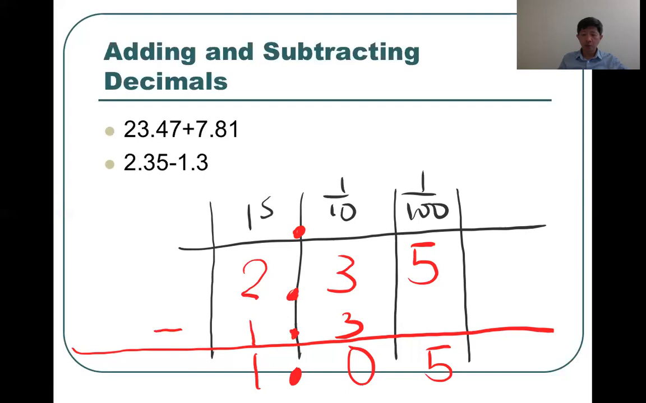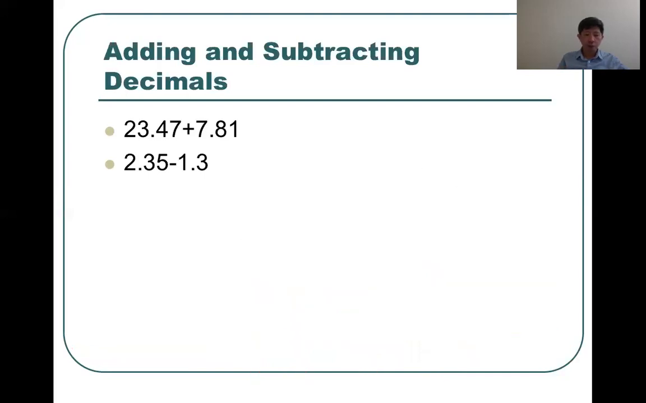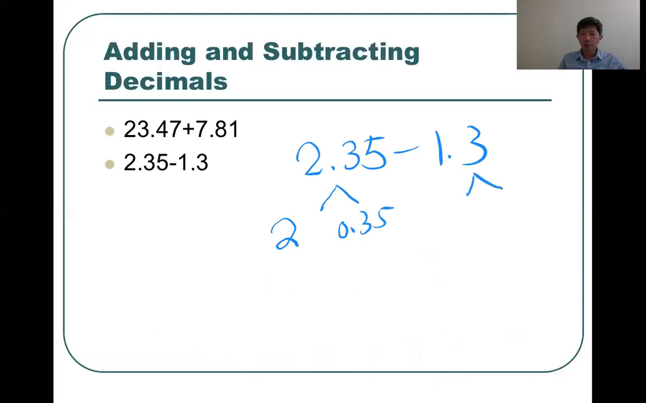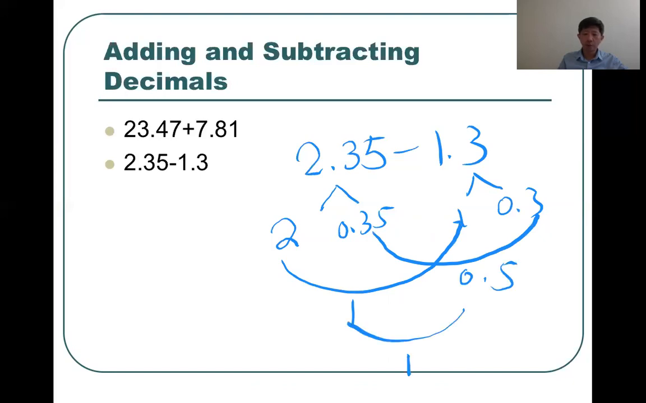So that's the standard algorithm, right? Now, can we do another way for quicker learners with compose and decompose? Yes, we can. So here we have a 2 and 0.35. Here is a 1 and 0.3, right? Now subtract. That would be 1. Subtract. That will be 0.05. So the final answer will be 1.05. Okay, we still get the same answer as the standard algorithm, right?